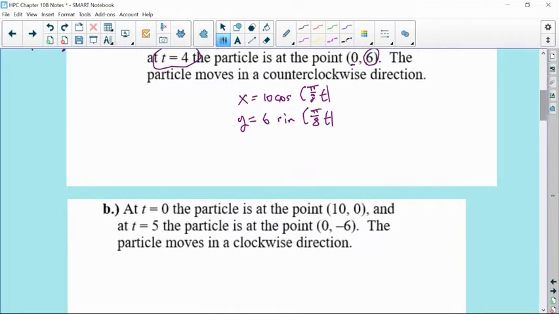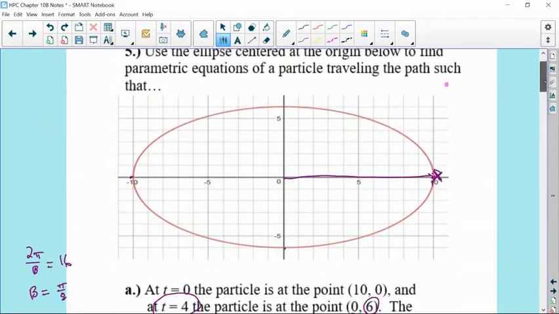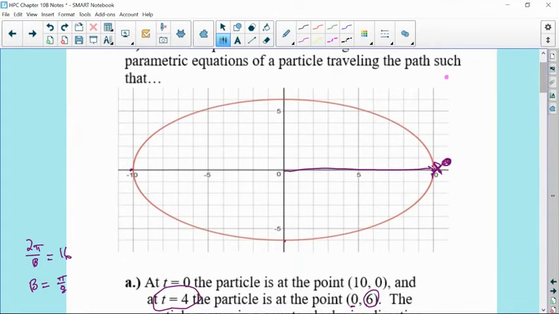Okay, so now we're going to start at (10, 0), same spot, but this time we're going to be at (0, -6) at time equals 5, and the particle moves in a clockwise direction. So coming back up here to our image, we're starting here at time equals 0, and we're going to be at (0, -6) in this clockwise direction, and it's going to take us 5 seconds. So again, assuming we are going in a consistent manner, a uniform speed, 5 seconds, 10 seconds, 15 seconds, or 20 seconds to get us one time around.